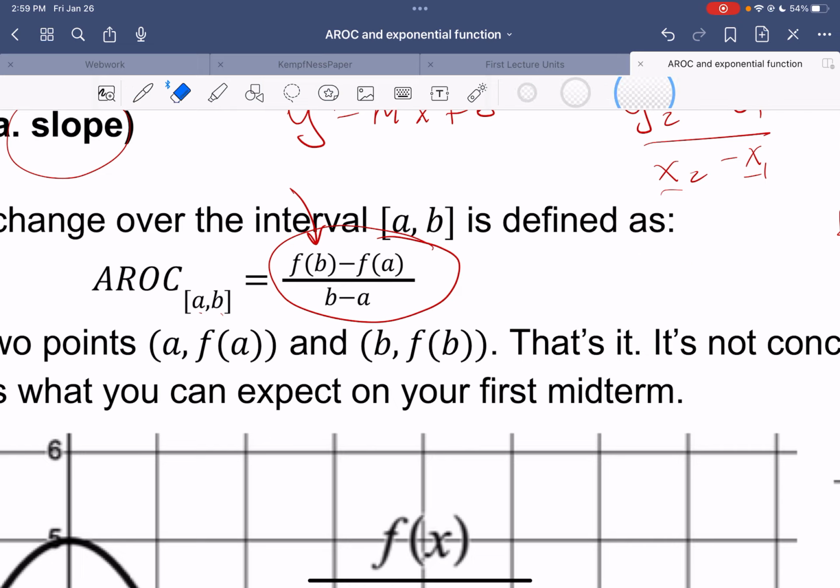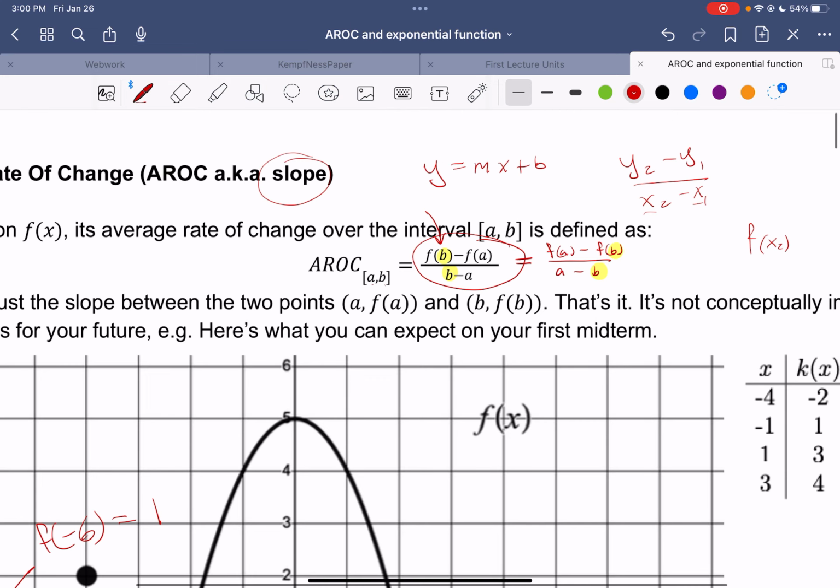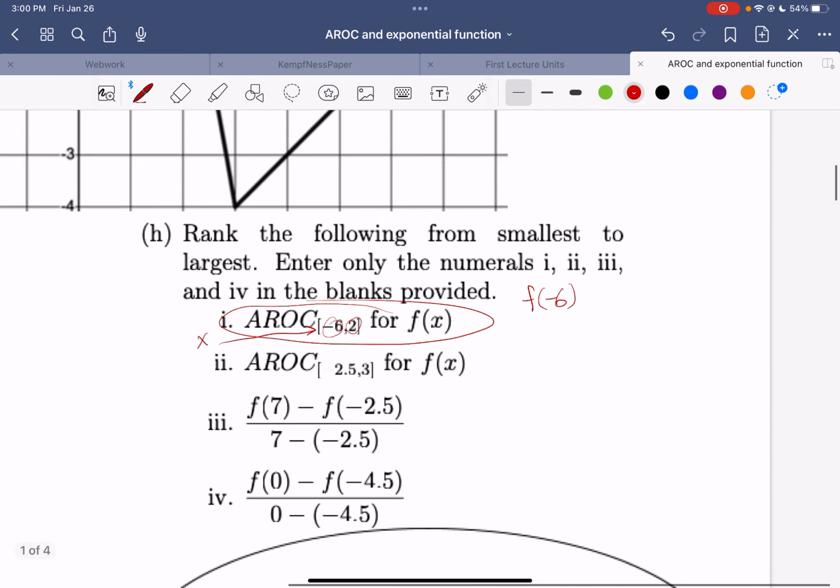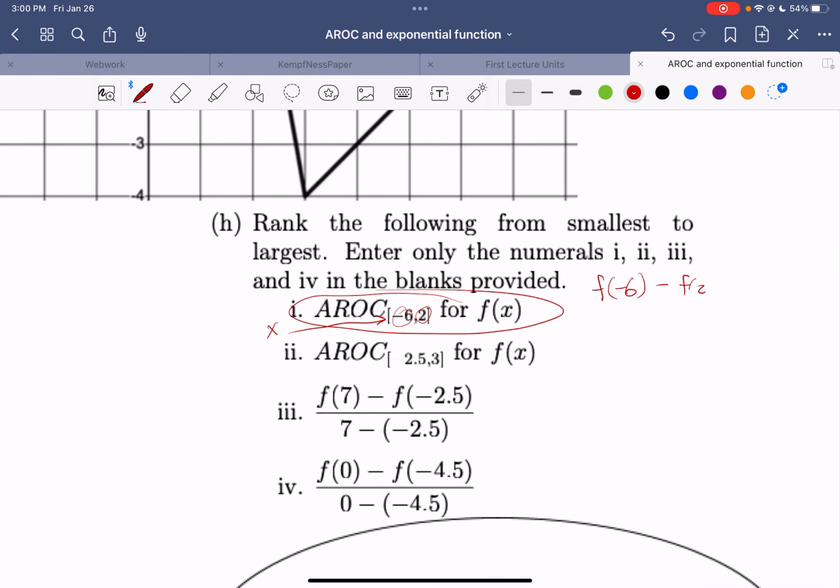What I mean by that is this computation is the same thing as f of a minus f of b divided by a minus b. What matters is the relative order. If f of b comes first on top, then b comes first on bottom. And if f of a comes first on top, then a comes first on bottom. That's because going between the two, you basically just multiplied by 1 in a costume where it's -1 on top and bottom. But okay, so I'm looking at f of -6 minus f of 2 over -6 minus 2.